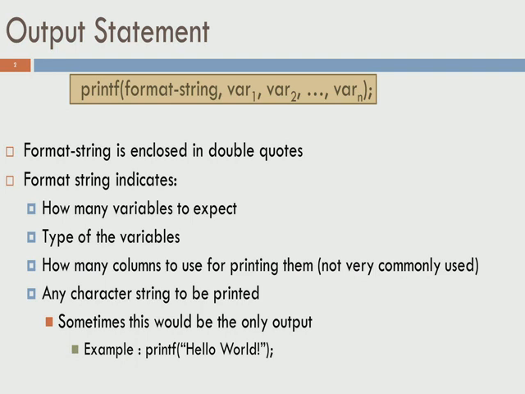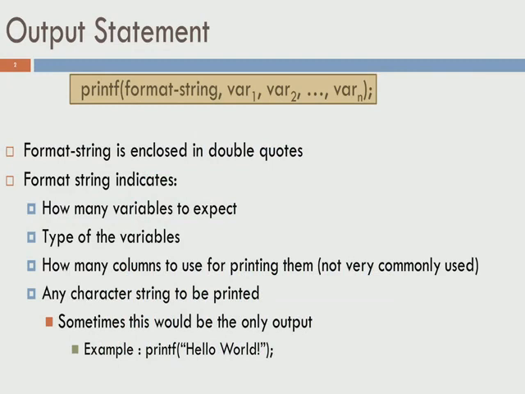I will also show you examples later, and the format string essentially indicates how many variables it should be printing on the screen, what are the types of the variables, how many columns to use for printing them. Numbers could occupy different number of columns and so on. So, we could have right justification or left justification. We can specify the number of columns required, even though that is not something that we would see in this lecture in detail. And if you want any character string to be printed, so for instance the very first program that we wrote, we did not really have any variables to be printed, we just said printf hello world.